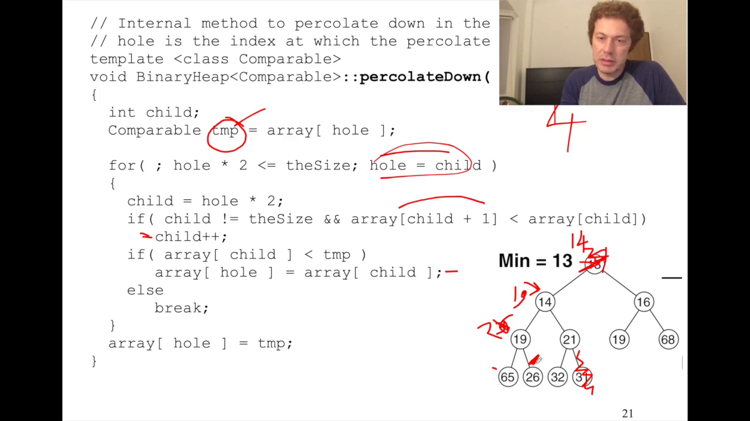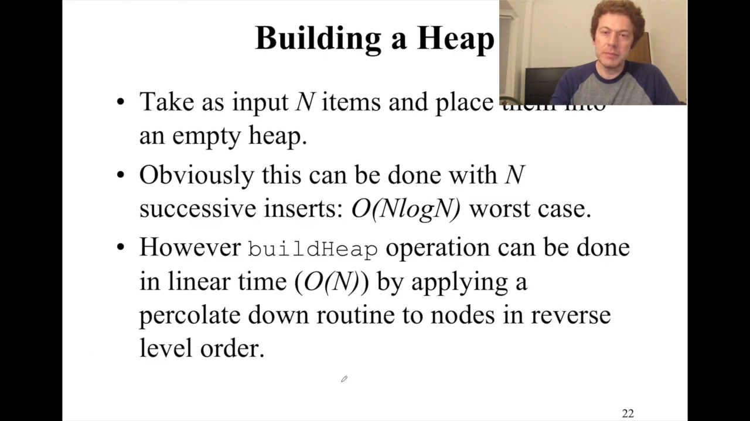When I come back, hole becomes this child, so this is the hole. So what is this index? 4, 5, 6, 7, 8, 9. Hole is 9 now. Yeah, and the left child doesn't exist. So when I go out of the for loop, array 9 becomes temp, which is 31. So I kindly put 31 to this location. That is the delete min.